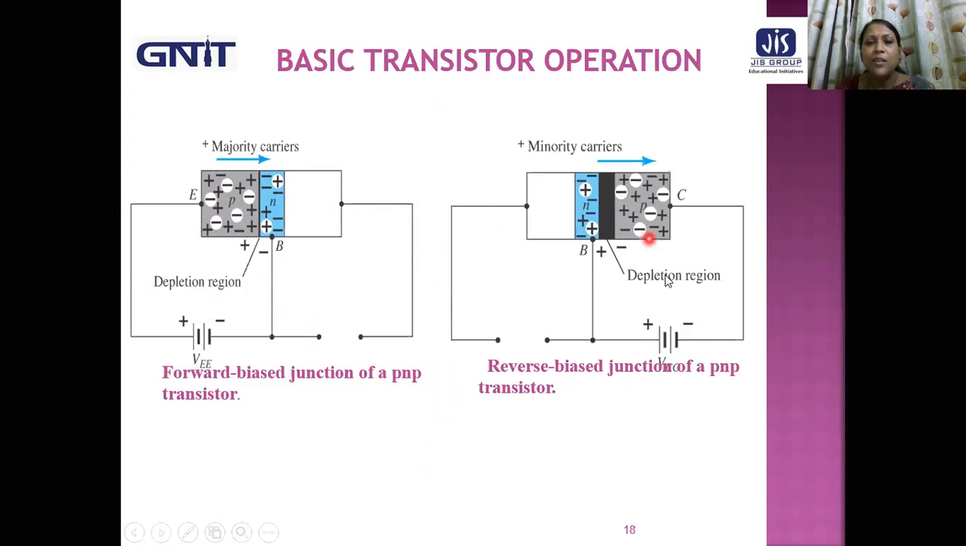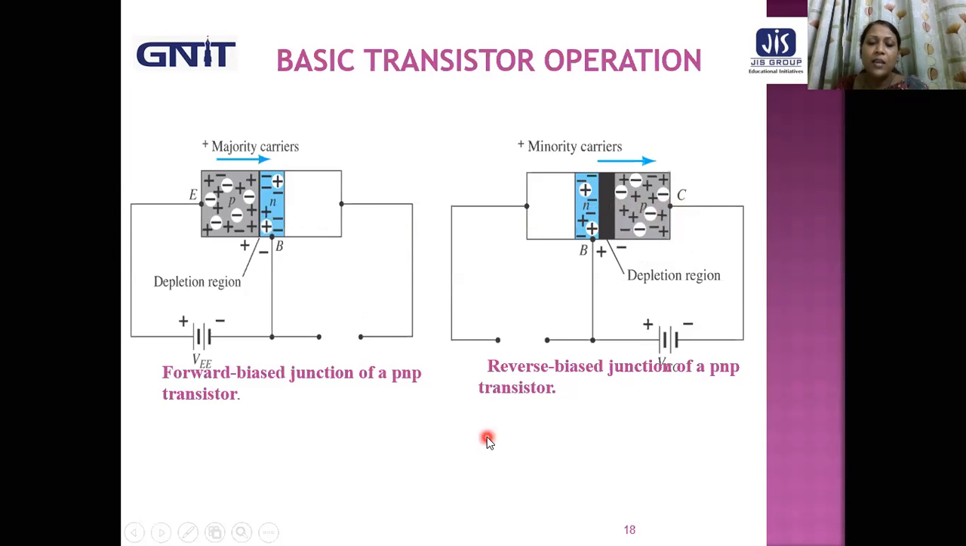If we apply forward bias here, majority charge carriers will flow from emitter to the base. Similarly, here this junction is reverse biased. The minority carriers in the N region are obviously positive holes. So minority carriers are forward biased here, not majority carriers. No current is flowing for the majority carriers, but we get a little bit of current for minority carriers.